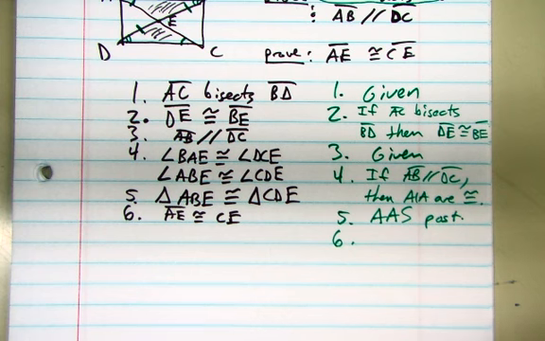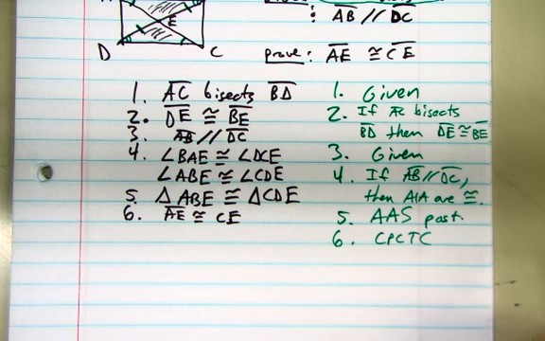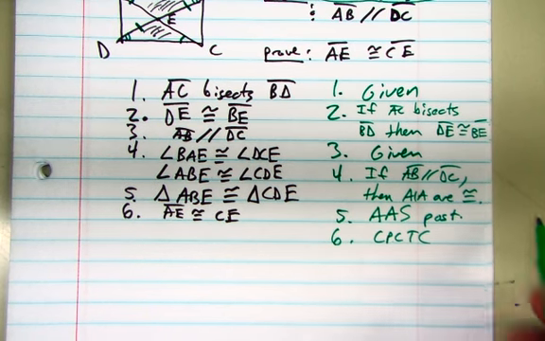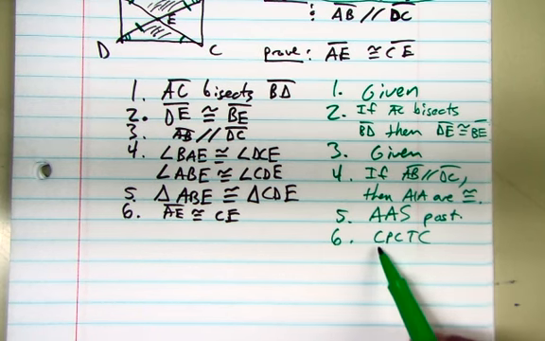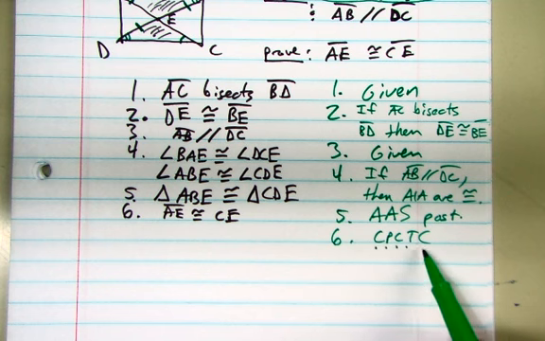And then once we had the triangles are congruent, your teachers probably said you could just write CPCTC. Does that sound familiar? Which stood for corresponding parts of congruent triangles are congruent.